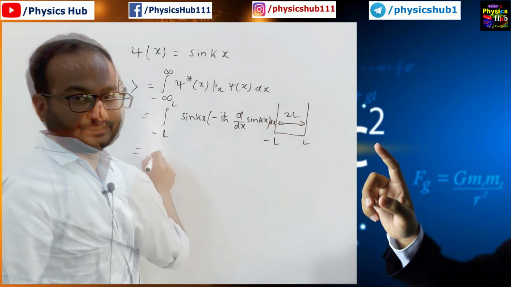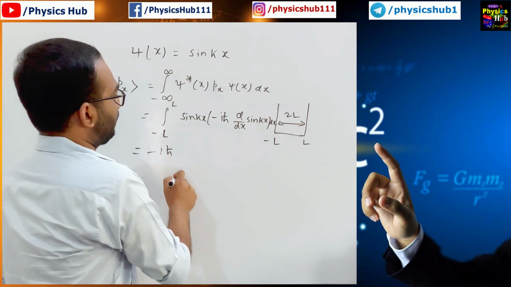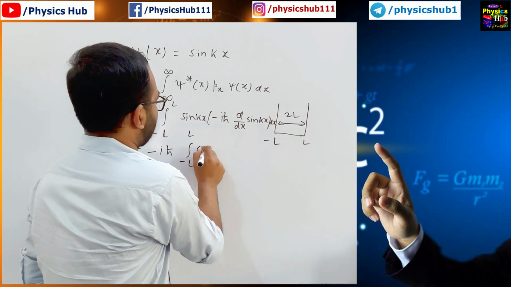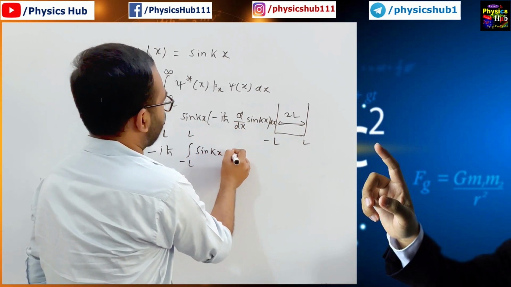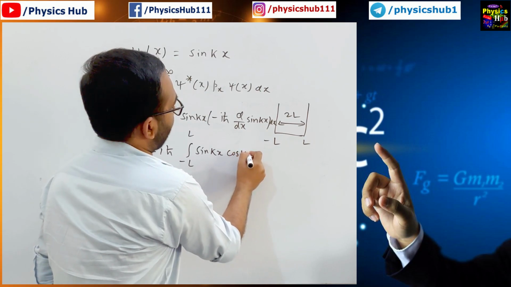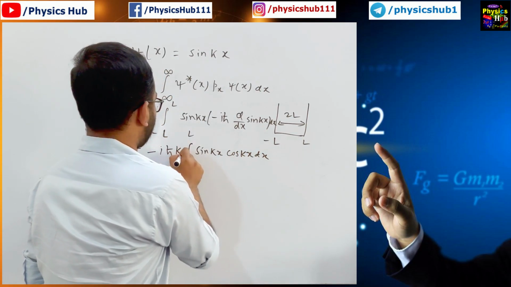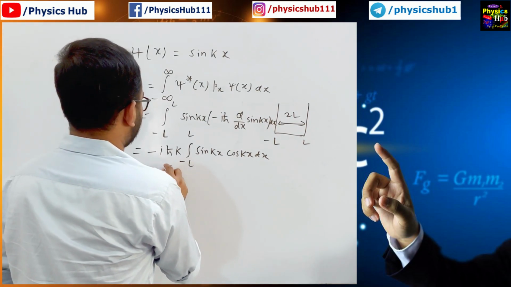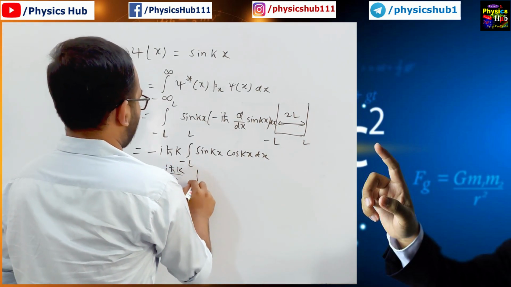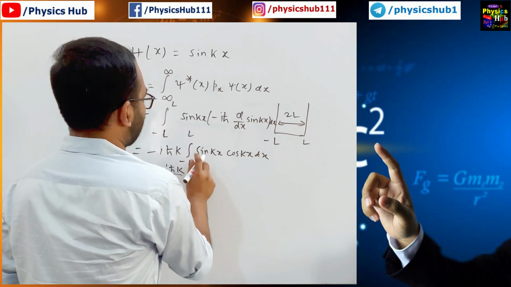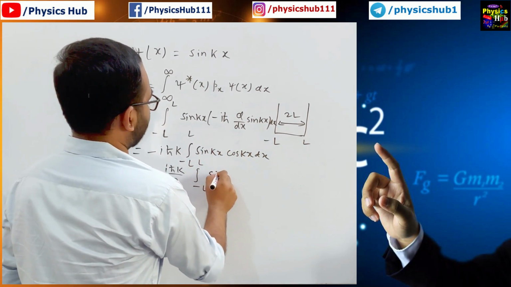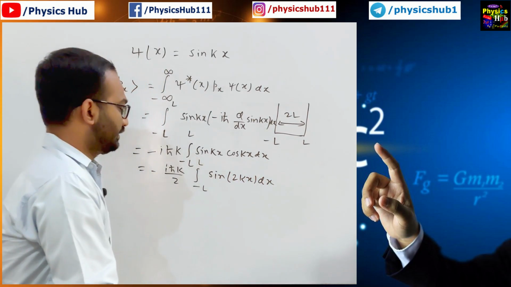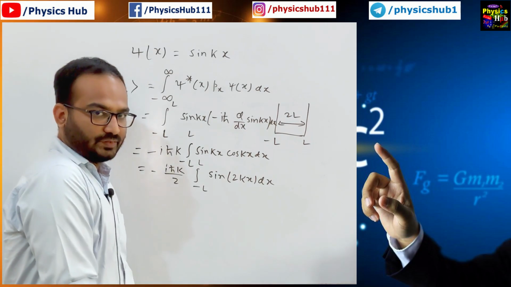So we can write it in this way, minus i h cut can be taken outside, sin kx, the derivative of sin kx is k cos kx dx. So minus i h k. Fine. Now this can be written as minus i h cut by 2, and we are just multiplying by 2. So 2 sin kx cos kx is sin 2kx dx. Now this is the integration in the limit between minus L to L.